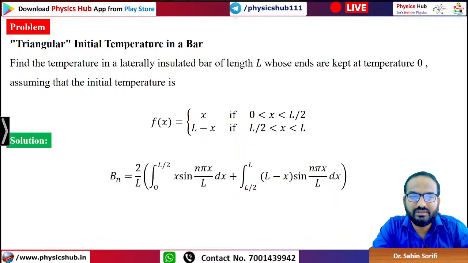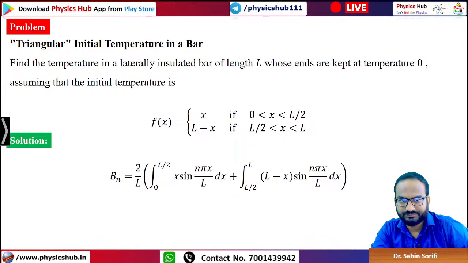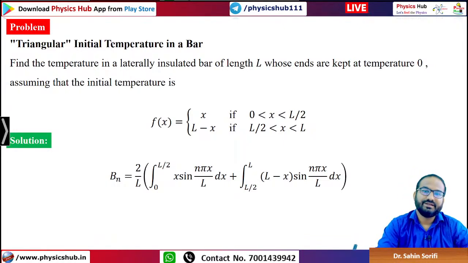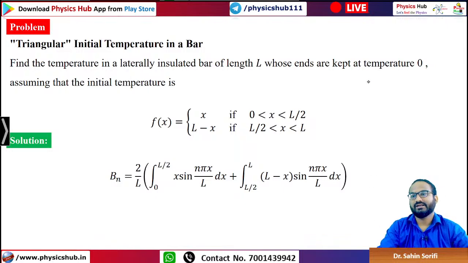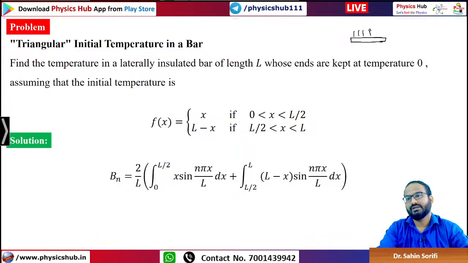Look at this triangular initial temperature in a bar. Find the temperature in a laterally insulated bar of length L. Laterally means, if this is your bar, laterally insulated means like this. It is insulated on the sides so that the heat can travel only in this direction.